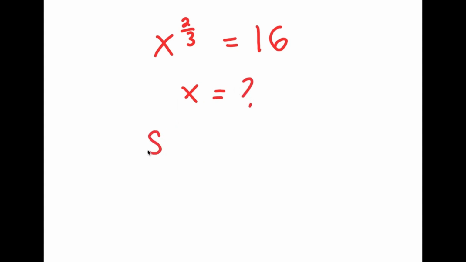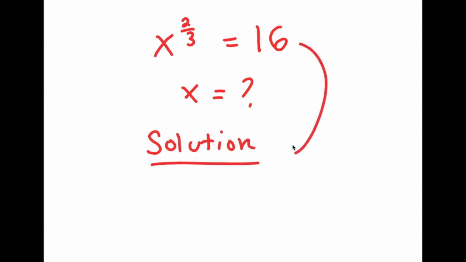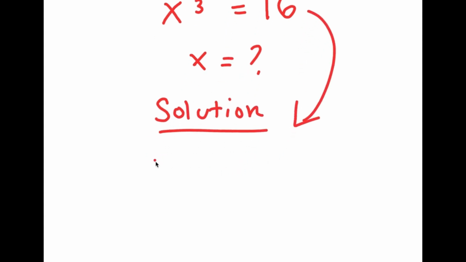All right, so in this problem, I have x to the power of 2 over 3 is equal to 16. So obviously, we want to find the value of x here. And for my solution, I'm going to first start by rewriting my equation here. So I have x to the power of 2 over 3 is equal to 16.